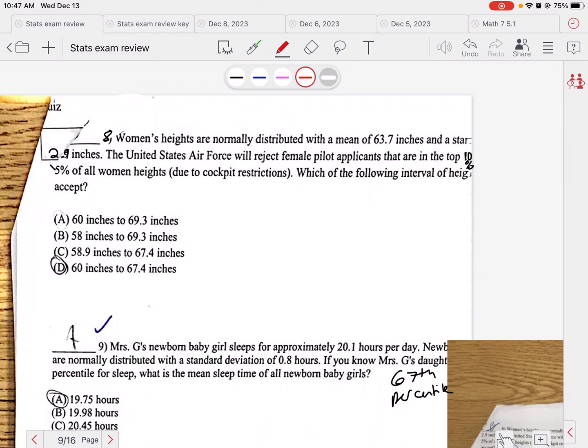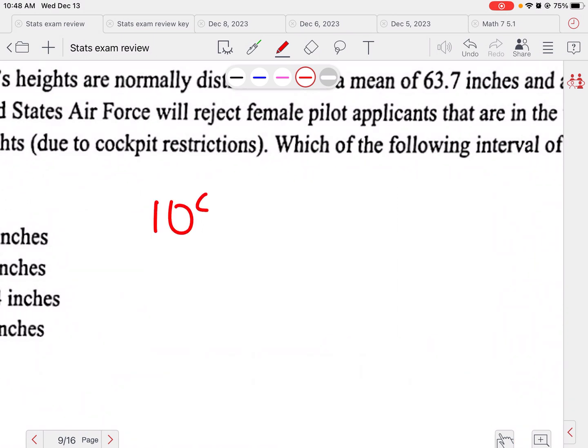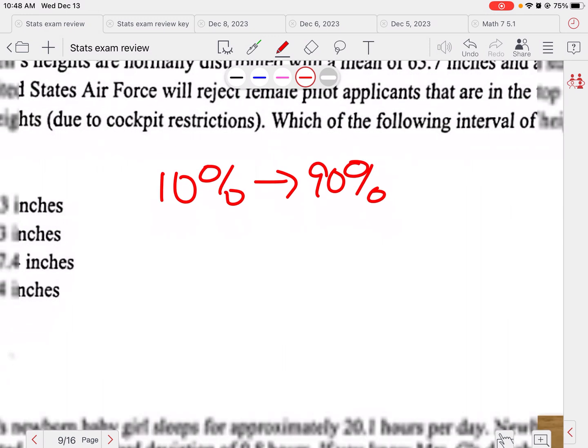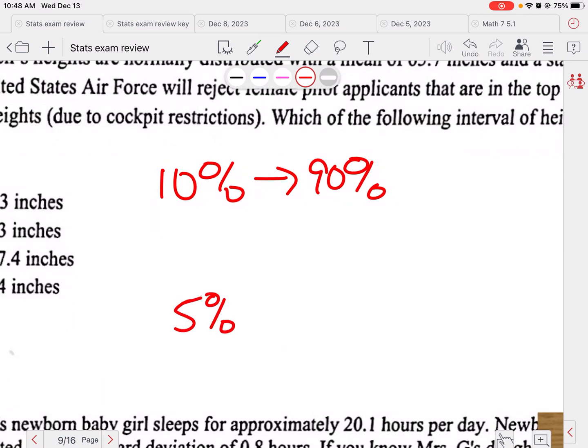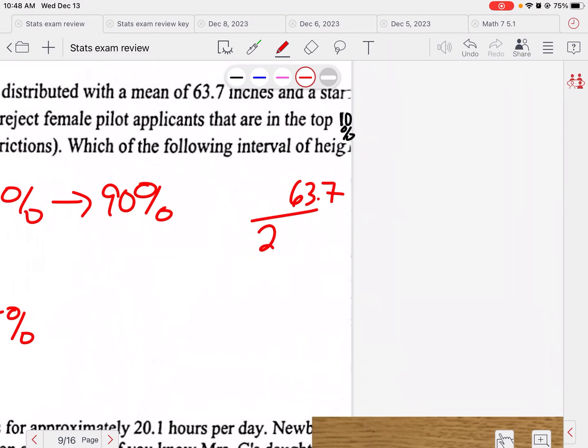So we have women's heights are normally distributed with a mean of 63.7 inches and a standard deviation of 2.9. The United States Air Force will reject female pilots that are in the top 10% of all women and the bottom 5% due to cockpit restrictions. Which of the following intervals of heights are accepted? Okay, so we're looking at the top 10%, which is really 90%, because again, we look at what's below, and the bottom 5%. Okay, and we know our mean is 63.7 and our standard deviation is 2.9.